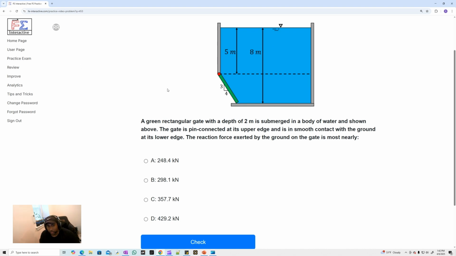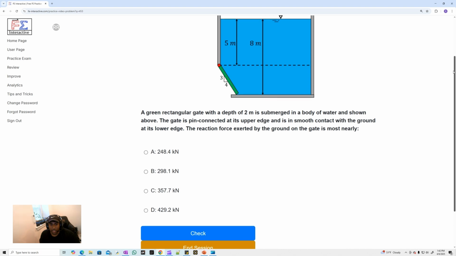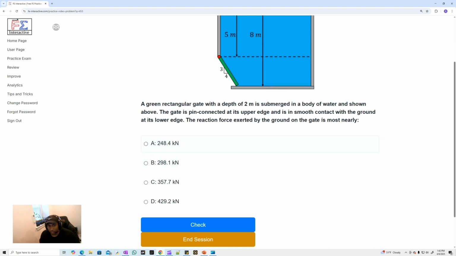It says a green rectangular gate with a depth of 2 meters is submerged in a body of water and is shown above. The gate is pin connected at its upper edge and is in smooth contact with the ground at its lower edge. The reaction force exerted by the ground onto the gate is most nearly.